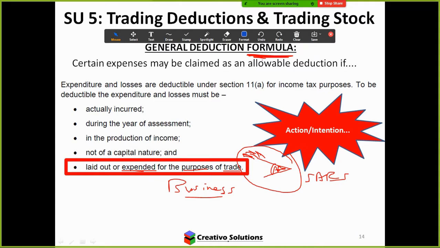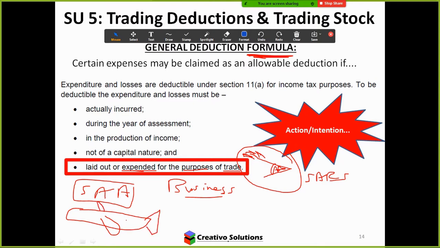They're not giving you a list because, for example, if you're SAA versus a bakery versus a chocolate company versus a law firm versus an accounting firm, every business is unique. Every business is different. As long as it's laid out or expended for the purposes of a trade, right? So in other words, if SAA had to spend money on certain expenses because of their planes, obviously they're going to allow that as a deduction.